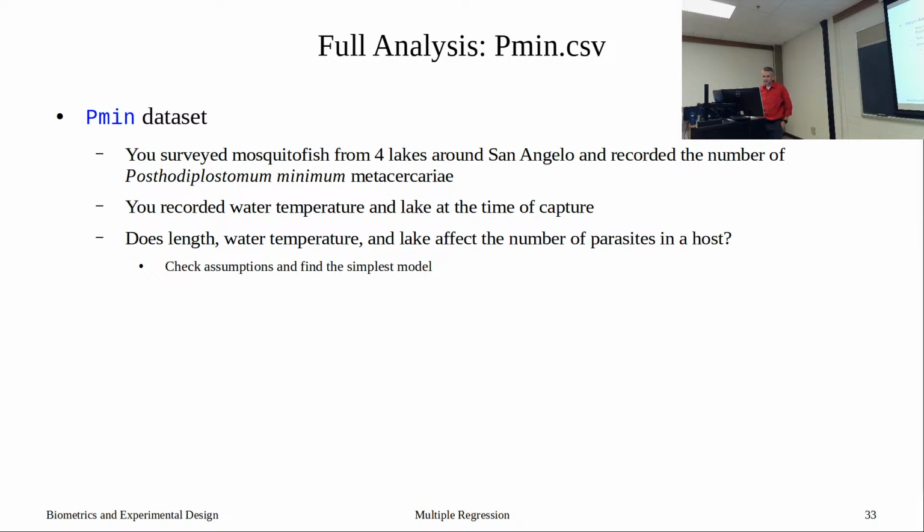All right, so here's the idea. You surveyed mosquito fish from 4 lakes around San Angelo. You recorded the number of Posthodiplostomum minimum metacercariae. You also measured water temperature and recorded the lake at the time of the temperature. We also measured length of those fish. So it asks: do lake, water temperature, and length affect the number of parasites in the host? We're going to check the assumptions, find the simplest model, and see what you get.